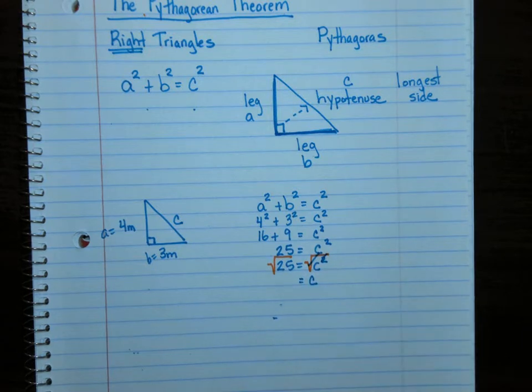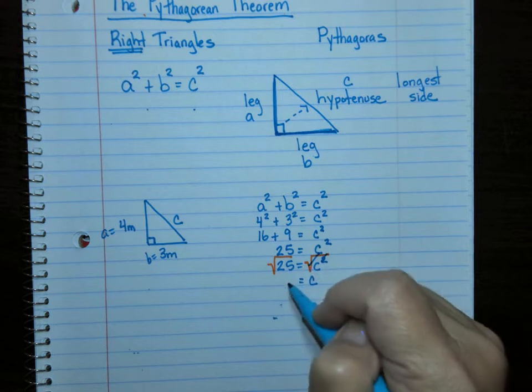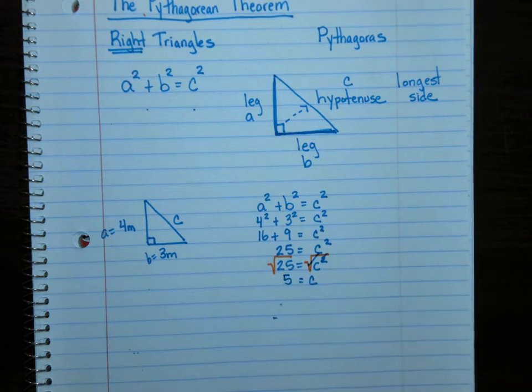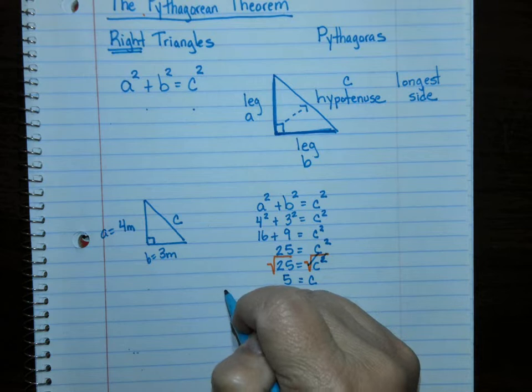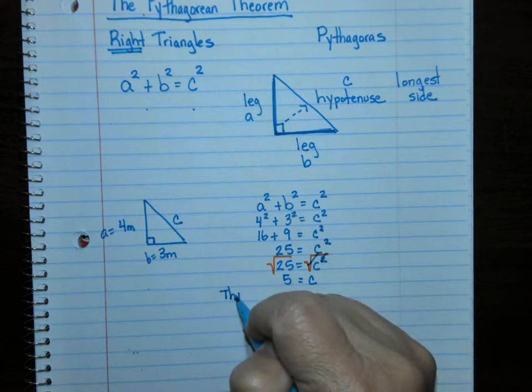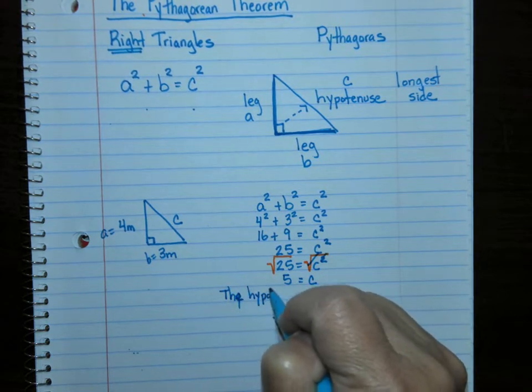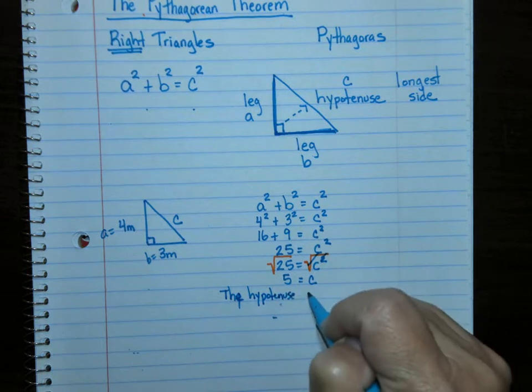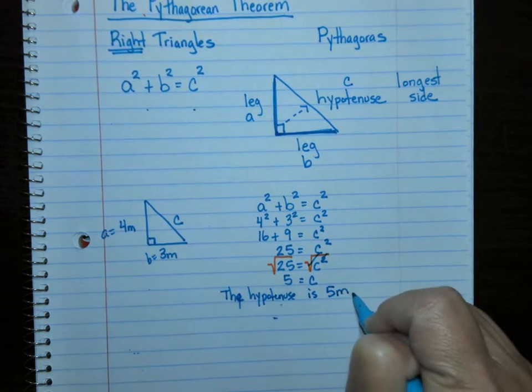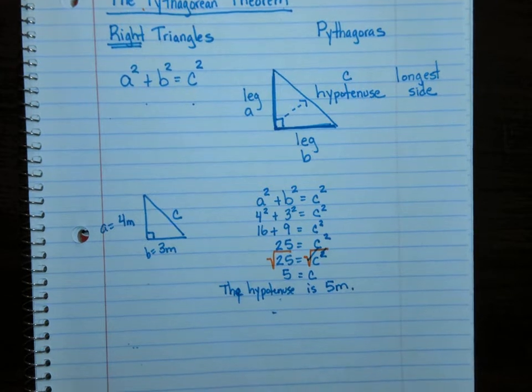And the square root of 25 means what number can you times by itself that would equal 25? And so that answer is 5. And so we would say the hypotenuse is 5 meters. Now, is it true that the hypotenuse came out to be the longest side? Yes, because 5 is more than 3 and 4.